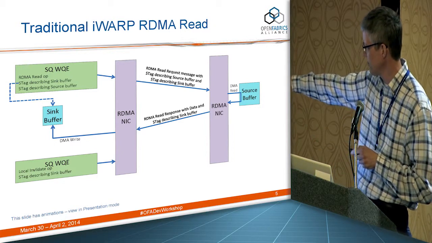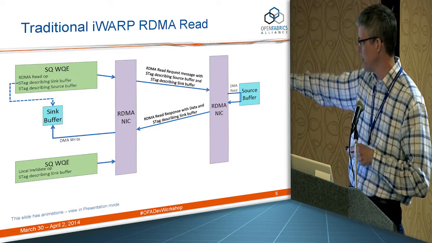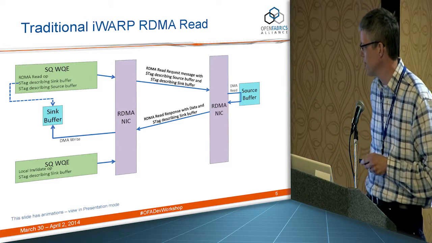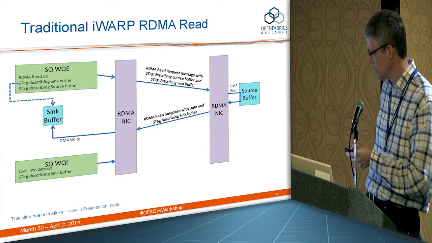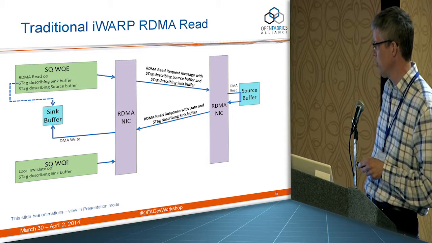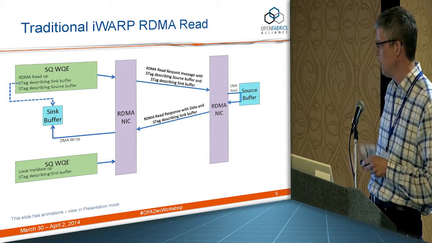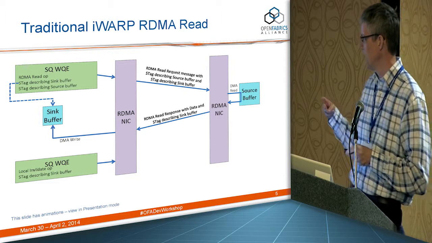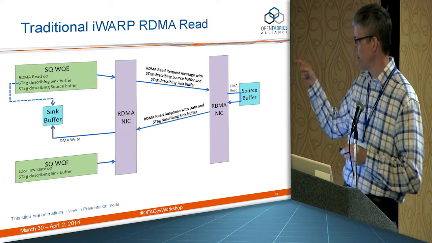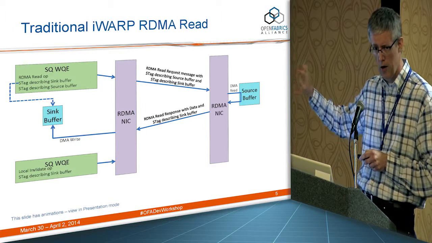So if you've got two NICs and a source buffer over on the right that's been advertised out to the client, what you'll get is a SendQ WQE posted down by the client that's an RDMA read op, and it has two STags describing both the sink buffer and the source buffer. Okay, so this is how iWARP does RDMA reads today.